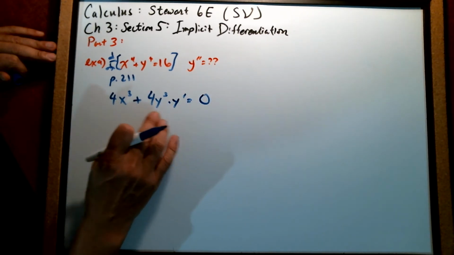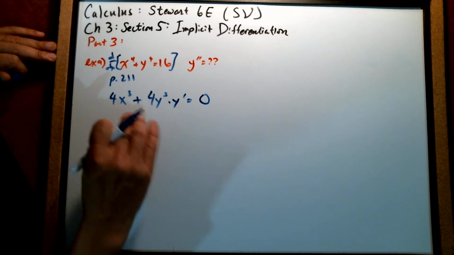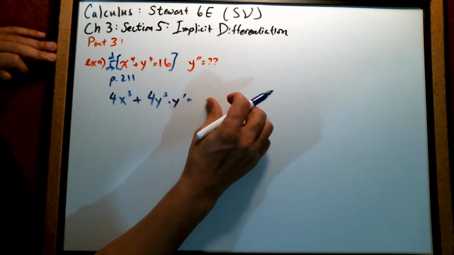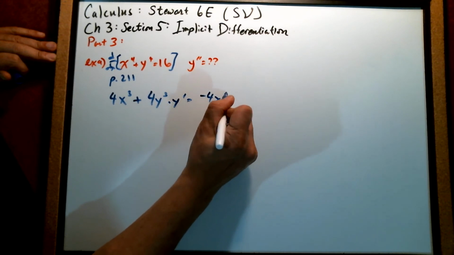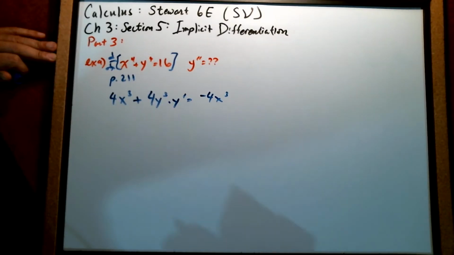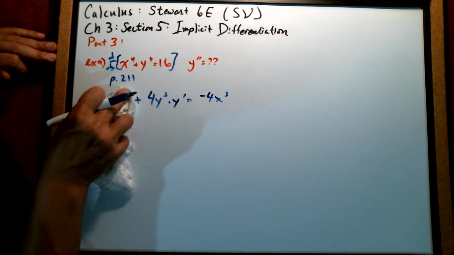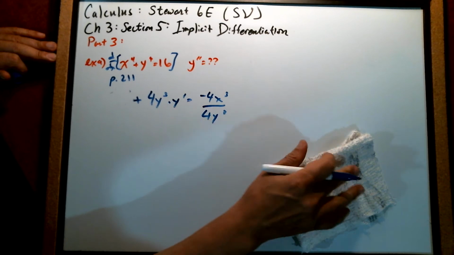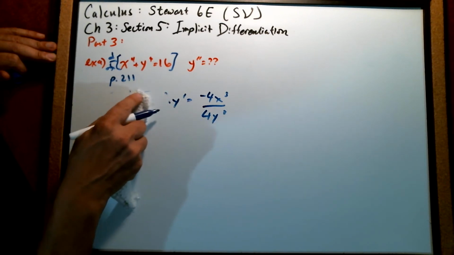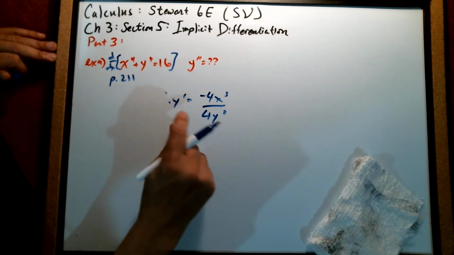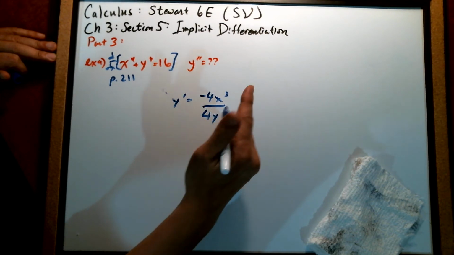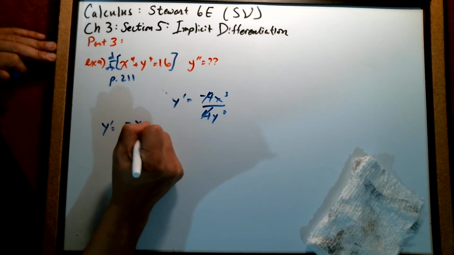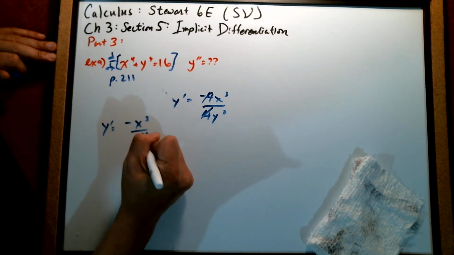I'm going to solve for y prime. Move everything over, subtract 4x cubed, and then divide by 4y cubed. That gets rid of this factor, 4y cubed. And so you end up with y prime is equal to negative x cubed over y cubed.